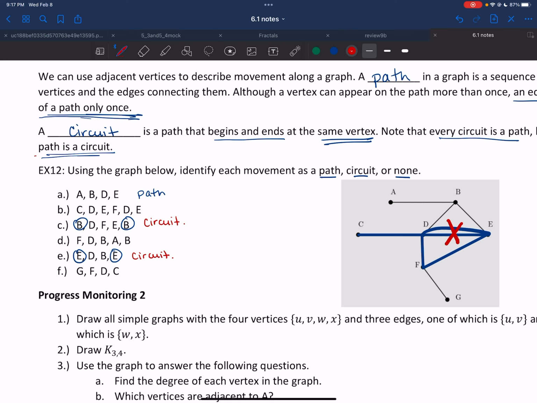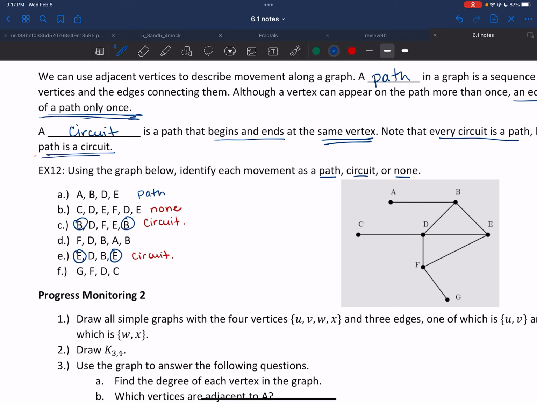none on this one. All right, now that you know how to do it, I want you to go ahead and pause it. We know what our circuits are. And finish out the rest and see if they are a path or not. And then check your answers in a second. All right, let's look at the rest of them.